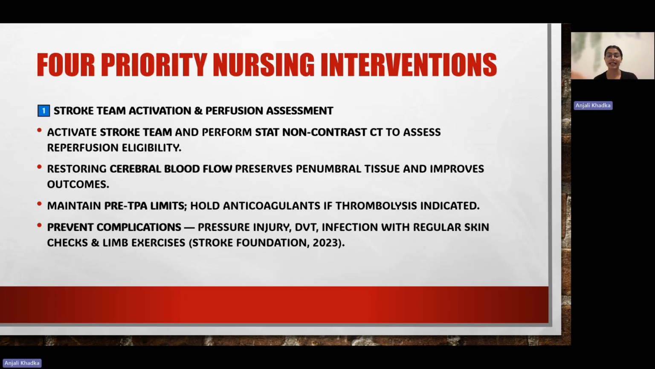While waiting for the stroke team and the stat CT, I would like to monitor her vital signs, which ensures she stays within the safe pre-tPA limits. If hypotension develops, fluids or vasopressors should be used to maintain perfusion and prevent further ischemic injury. This slide also highlights the need for comprehensive assessment, skin check, limb exercise, and pressure care to prevent complications like pressure injury, deep vein thrombosis, and infection. This holistic approach not only supports circulation but also preserves skin integrity and enhances recovery.